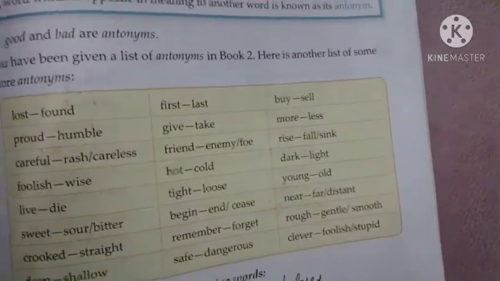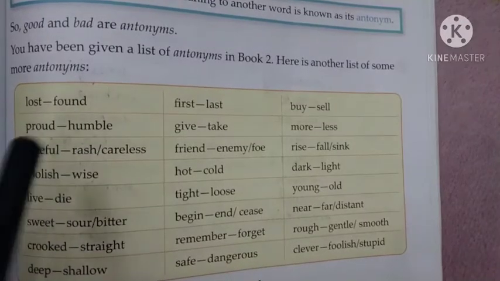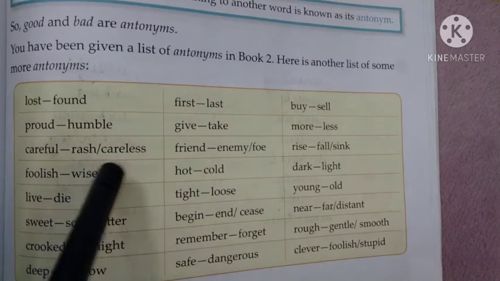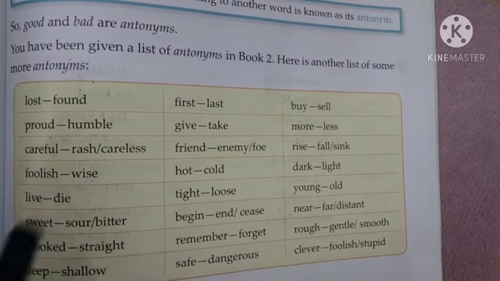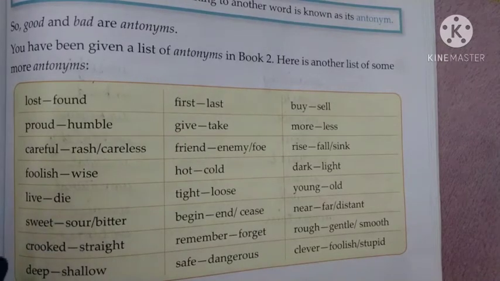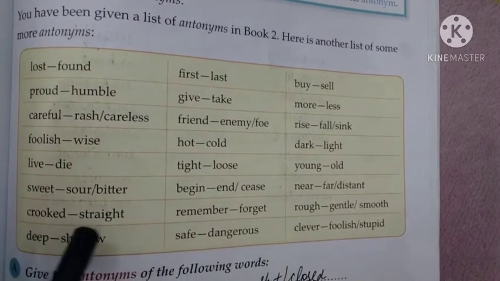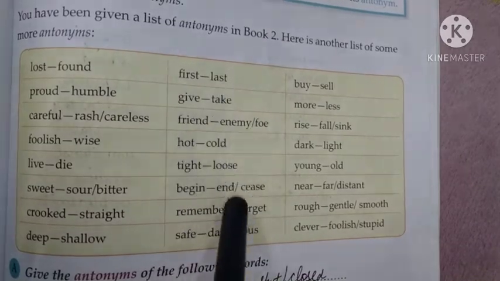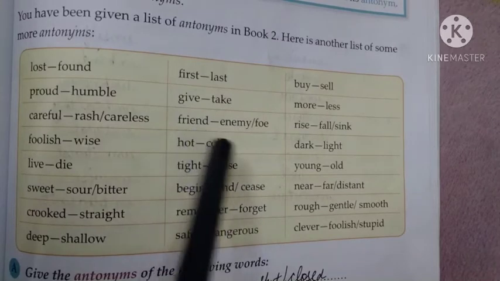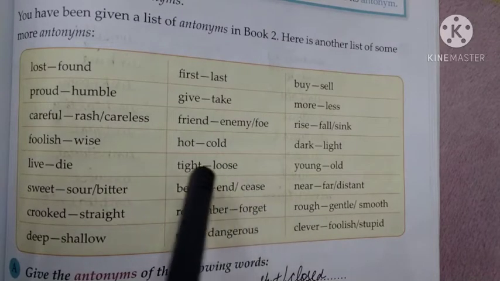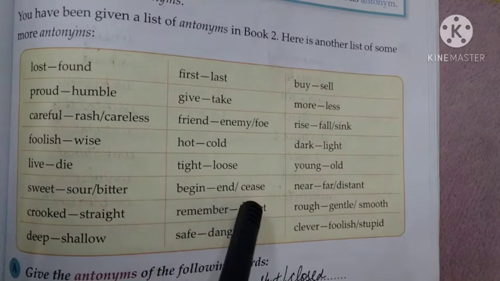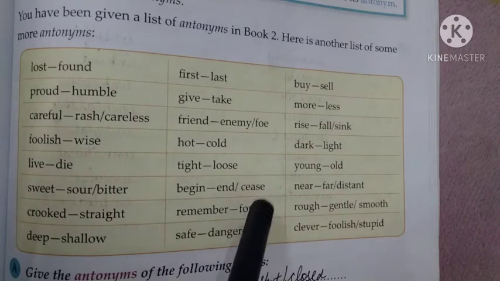I'll just read it out once for you. Lost, found. Proud, humble. Careful, the opposite can be rash or careless. Foolish, wise. Live, die. Sweet, sour, or bitter is also the opposite of sweet. Crooked, straight. Deep, shallow. First, last. Give, take. Friend, enemy, or we can also say foe. Hot, cold. Tight, loose. Begin, end, or cease also means to end.